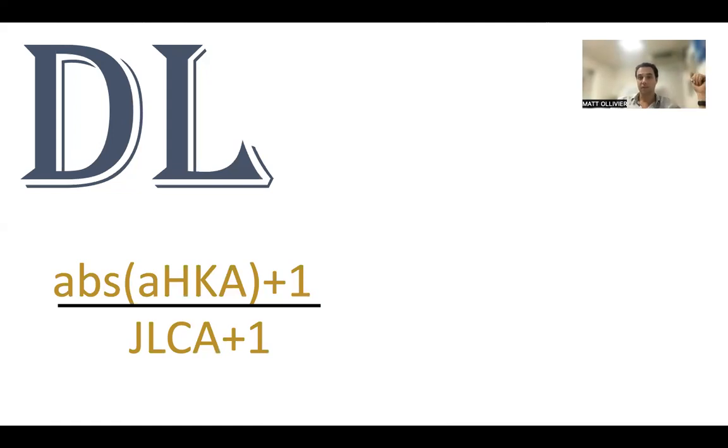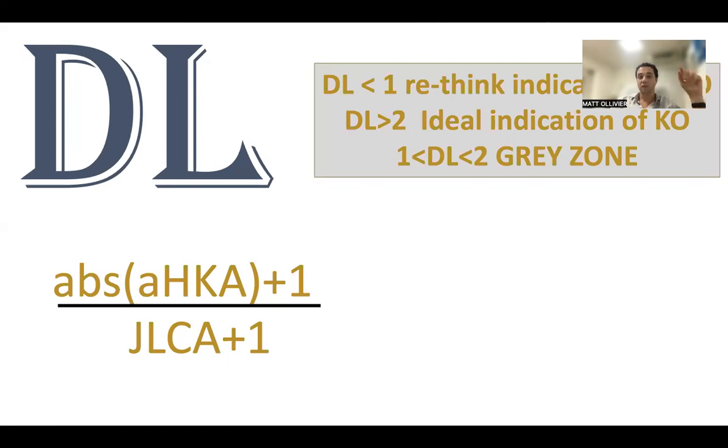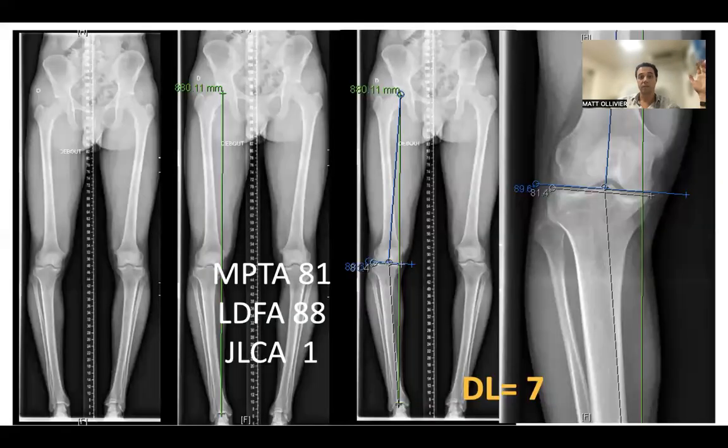It's a mathematical error. So if you have a deformity locator which is less than 1, that means you have a bigger intra-articular deformity than extra-articular deformity, and you need to probably rethink the indication of knee osteotomy and go for something more intra-articular. If you have a deformity locator which is more than 2, that means you have twice more extra-articular deformity than intra-articular deformity, and then osteotomy could be indicated. And if you're between 1 and 2, you're in the gray zone.